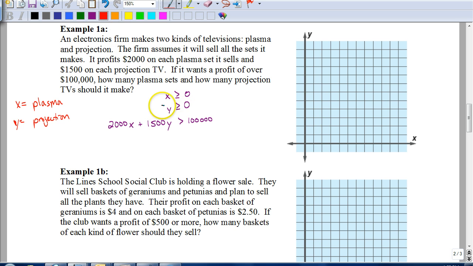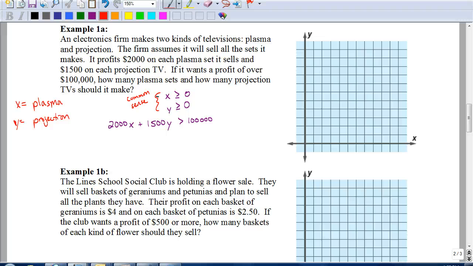And again, I refer to these first two as our common sense inequalities. Now that's really not their name, but that's just an easy way to remember them. So anytime I say, don't forget your common sense inequalities, that's what I'm referring to.